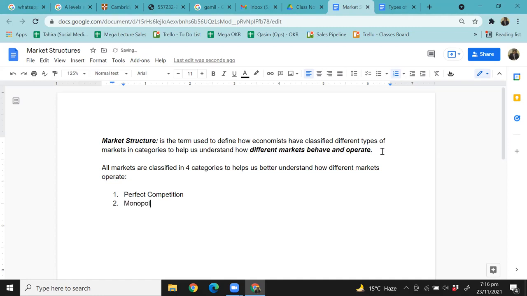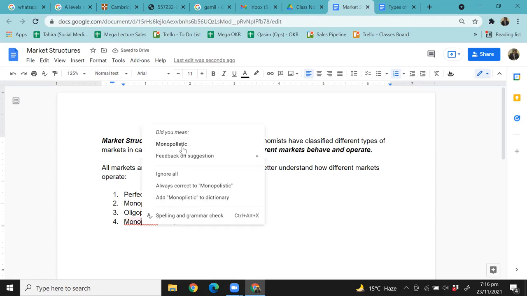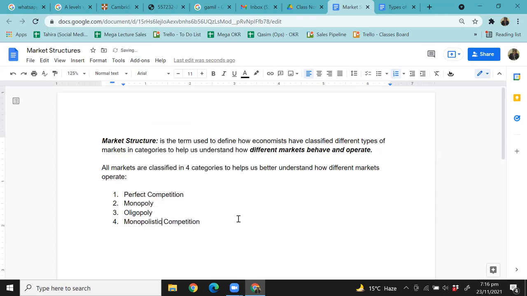Then another type of market structure that we are already familiar with is monopoly, right? Where there's a single producer, you would remember. Then another type of market structure that we haven't talked about is known as oligopoly. So this might be a new term for you all. And the last type is monopolistic competition. So these are the 4 types of market structures that we'll talk about: perfect competition, monopoly, oligopoly, and monopolistic competition.